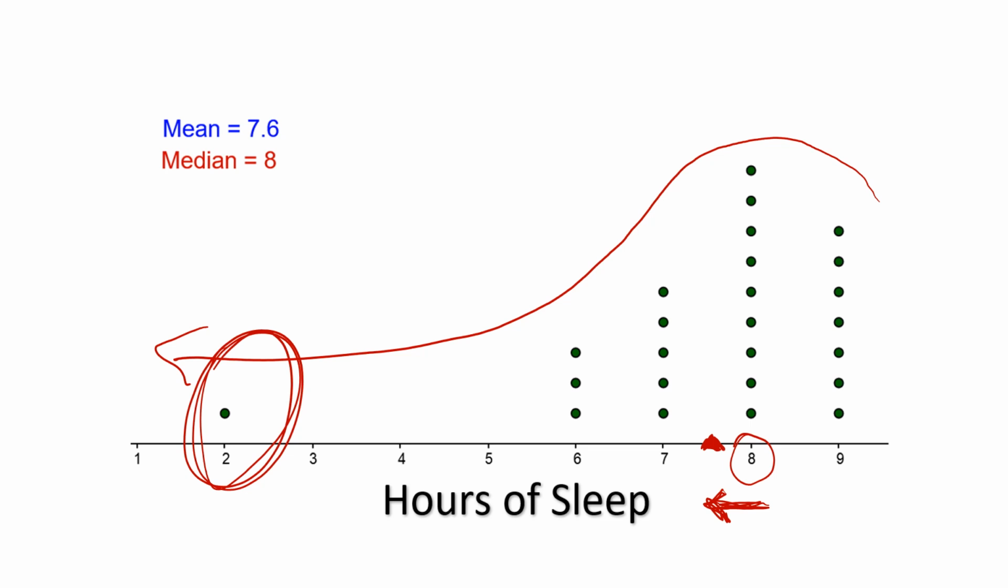Now, what does this all mean? Well, the average or mean is a little misleading because it makes it look as though the typical amount of sleep that a student got was about 7.6 hours of sleep. When in reality, most of the class got either 8 or 9. So that measure is lower than the median because of how the data is skewed and because there is a low outlier. Let's see this in some other situations.